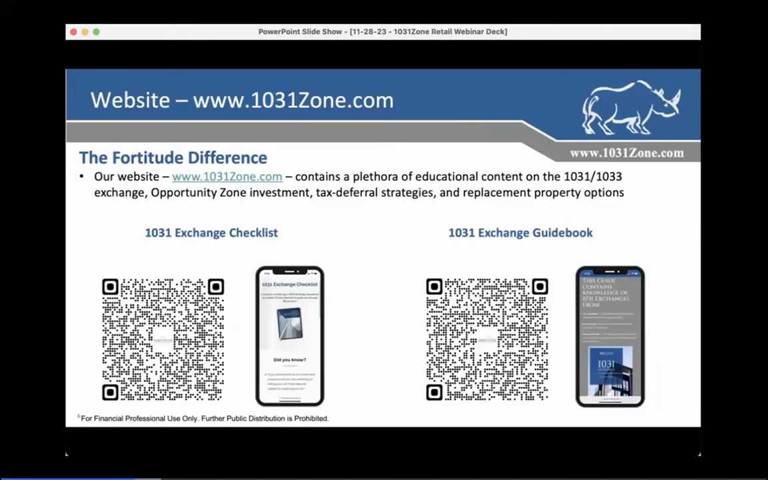Guys, I think it's really important to have a checklist when you're doing a 1031 exchange. These are different things that are notated by the IRS here, and you want to have a successful 1031 exchange. You definitely don't want to have a failed one.